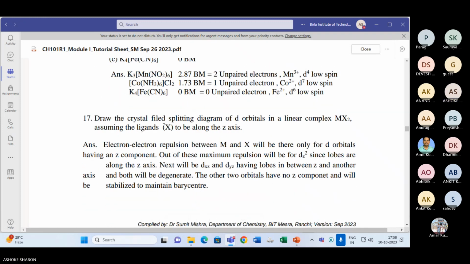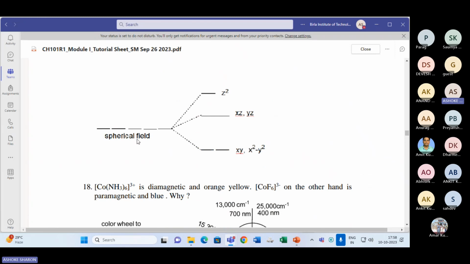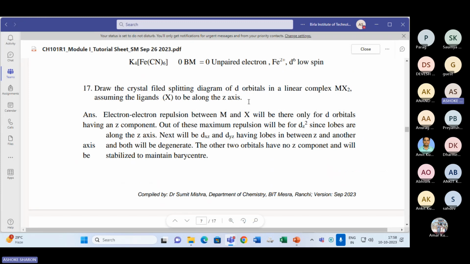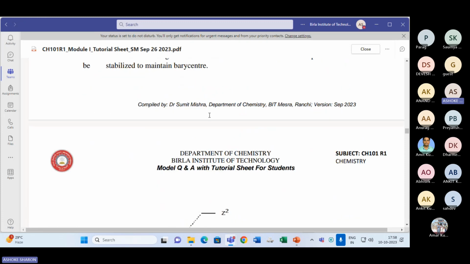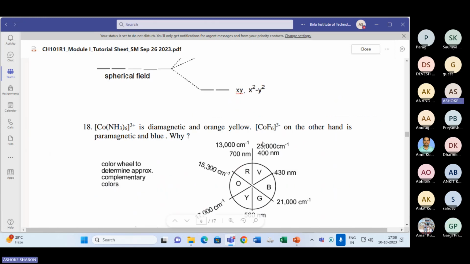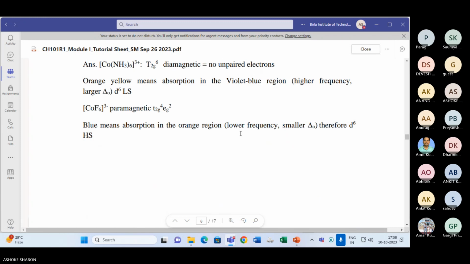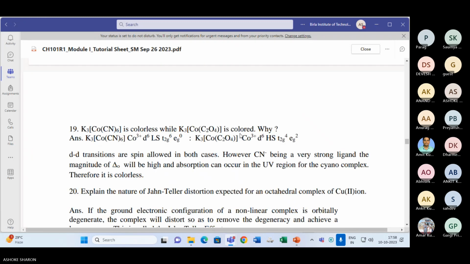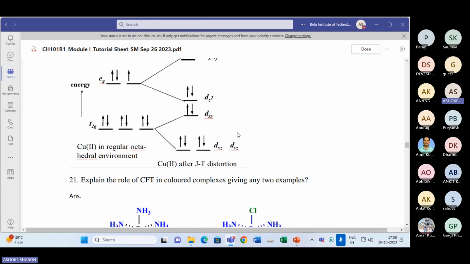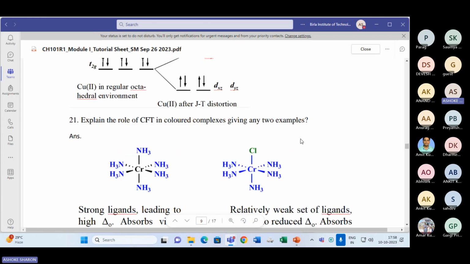Crystal field splitting diagram of the d orbital, assuming different geometries. What is this? You do not need this one. This was assuming a linear MX2. It is not required. You will study only the tetrahedral, octahedral, and square planar. For the color, it has already been discussed. I think Jahn-Teller distortion has also been discussed in the last class. Then elaborate way.